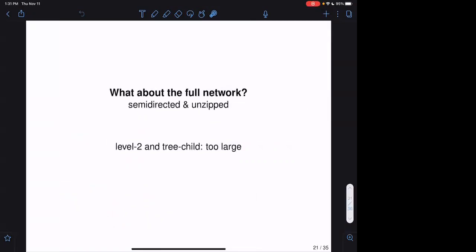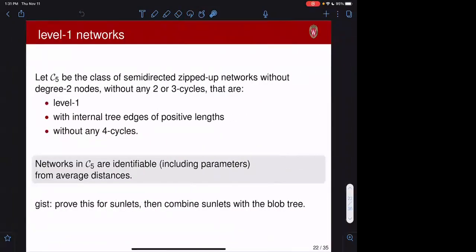So what about the full network? We know that we need to ask for a semi-directed network. We need to ask that it be unzipped and no degree 2 blobs, no degree 3 blobs, and things like this. We know that the class of level 2 networks is too large. Tree-child networks is a class that's too large. So we went with level 1 networks.